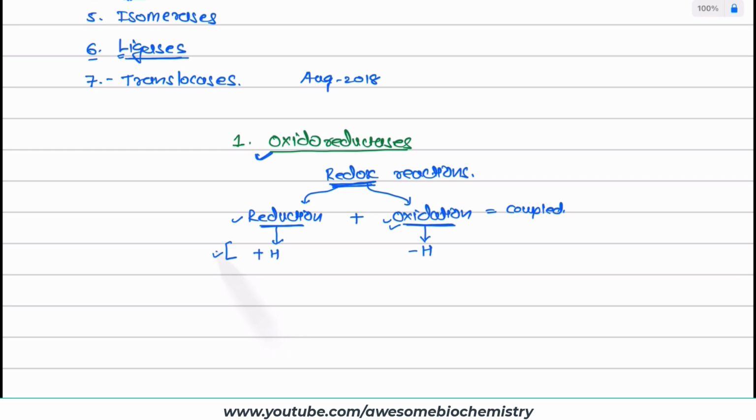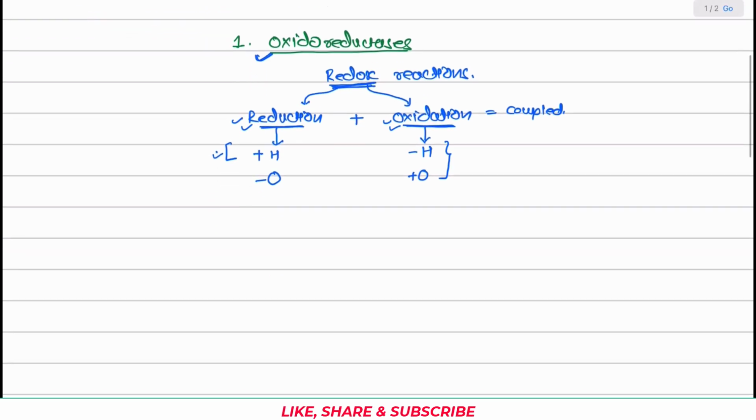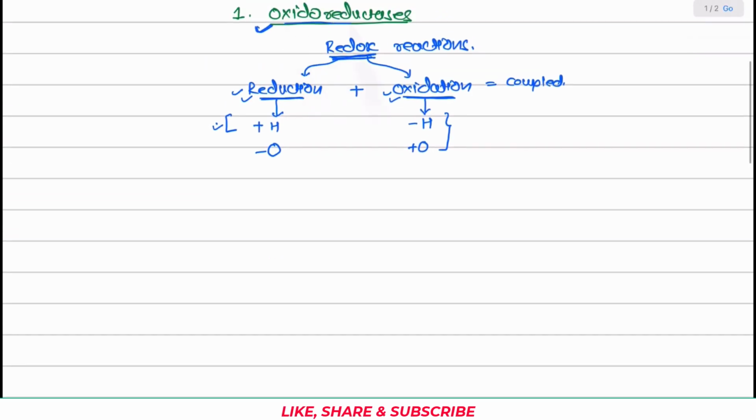Along with this hydrogen movement, also remember oxygen's movement. If oxygen is being removed from the reaction, we call it a reduction reaction, and if oxygen is being added in the reaction, we call it an oxidation reaction. So this is a simple trick by which you can identify whether a particular substance is undergoing oxidation or reduction. Okay, let's look at one generic example of this class of enzyme.